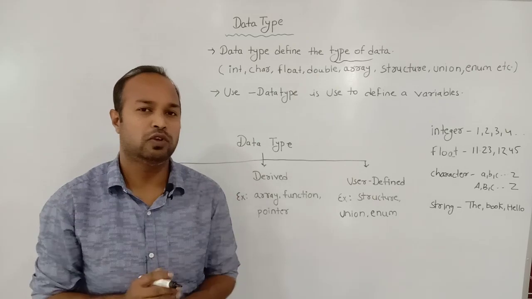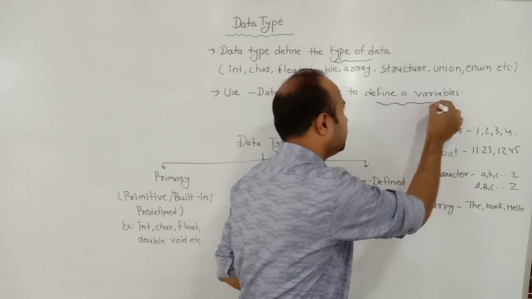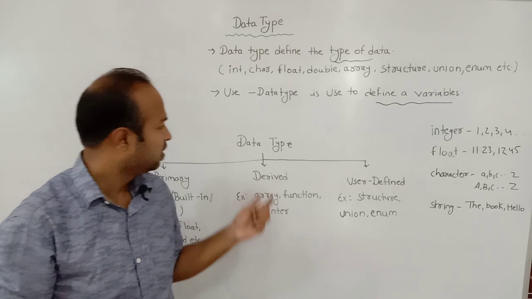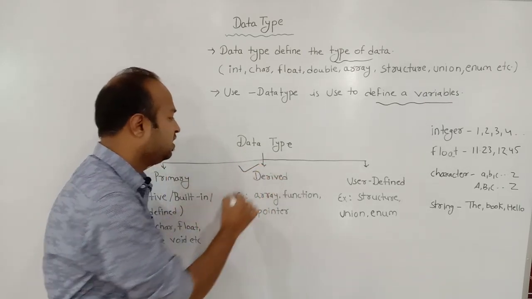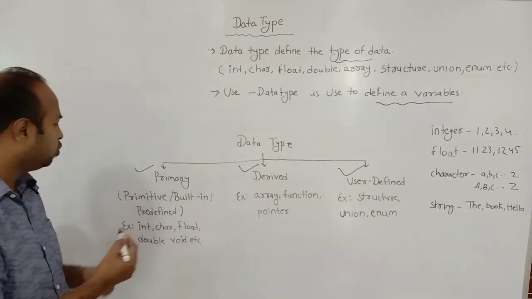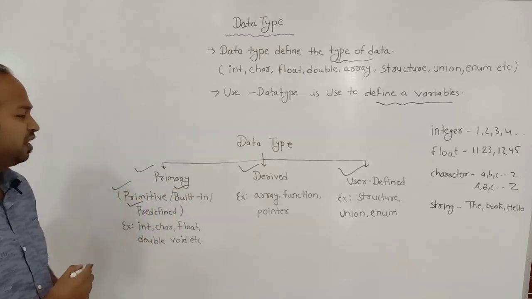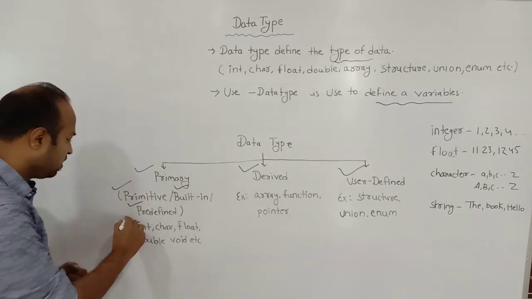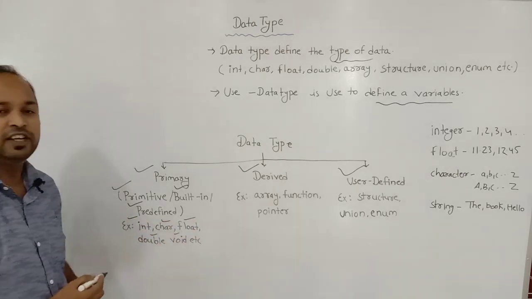And what is the use of data type? By using the data type, we can define a variable. There are mainly three types of data type. First is the primary data type, second is the derived data type, and third is the user defined data type. Primary data type is also known as primitive data type, built-in data type and predefined data type. Examples of primitive data types are int, char, float, double, void, etc.